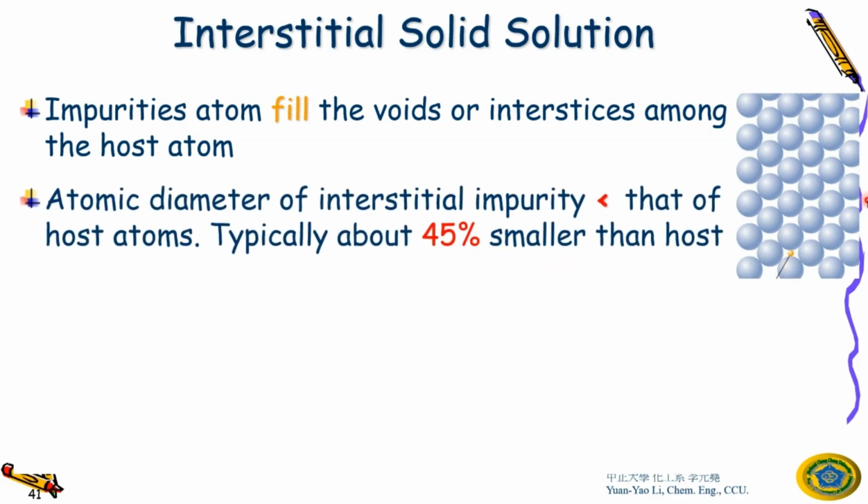So the atomic diameter of the interstitial impurity needs to be less than that of the host atoms, much less. Typically it is about 45% smaller than the host. For the substitutional, it is within about 15%. But for the interstitial solid solution, it will be less than 45% or smaller. Okay.